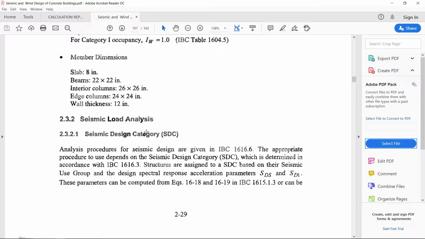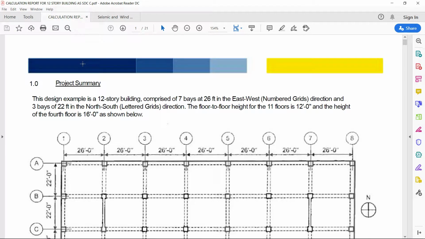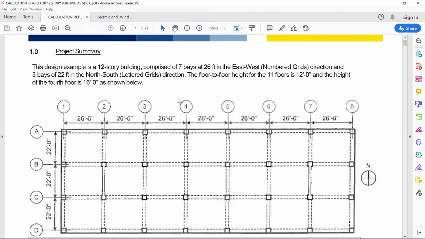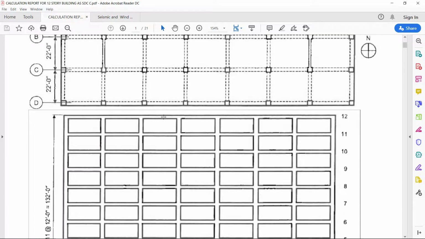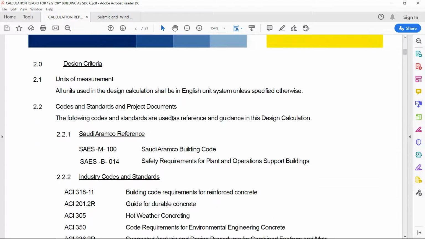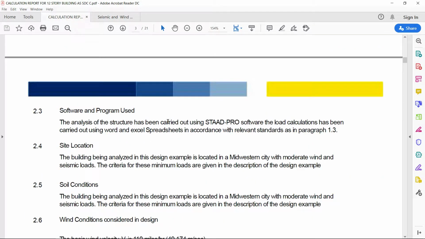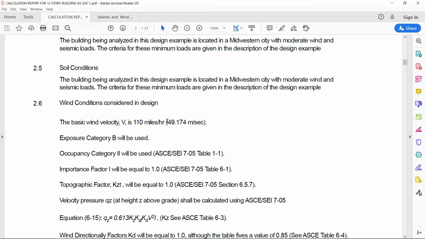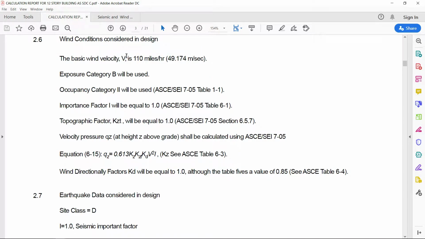So in this exercise, I prepared a calculation report first. Here is the calculation report, you can see. Just for the sake of completeness, I copied the same geometry and its design criteria. Of course, these are the standards used, and whatever the wind conditions were given, I just copied the wind conditions over here.